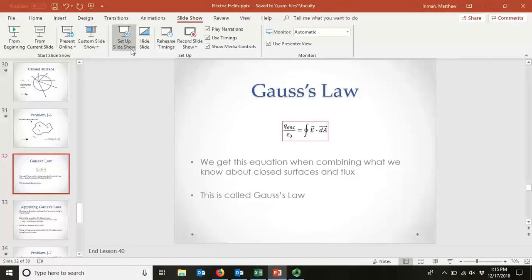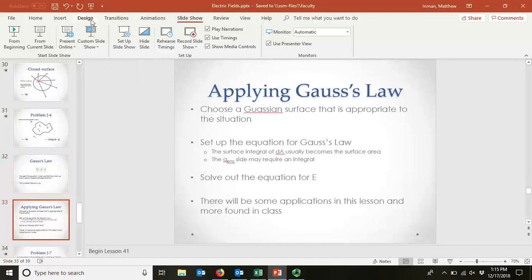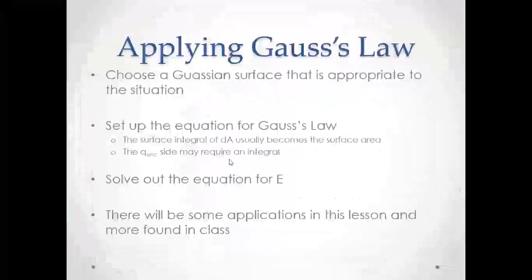So we're going to take this equation, Gauss's law, and look at some applications of Gauss's law. When we go to apply Gauss's law, there are a few steps we need to go through first. The one thing to point out is that Gauss's law works very well when there's a certain symmetrical distribution of charges. So the first step is to choose a Gaussian surface that's appropriate to the situation.